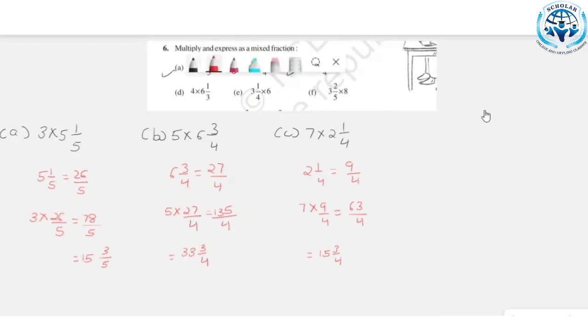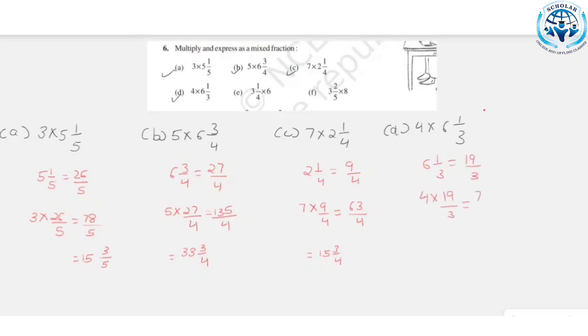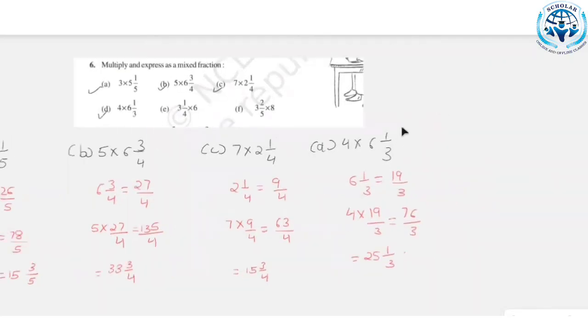Next, 4 into 6 1 by 3. 6 1 by 3 is equal to 19 by 3. Now 4 into 19 by 3. 19 into 4: 19 fours are 76. 76 upon 3. 25 1 by 3 is the mixed fraction.